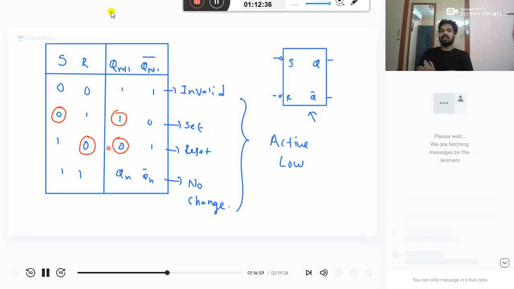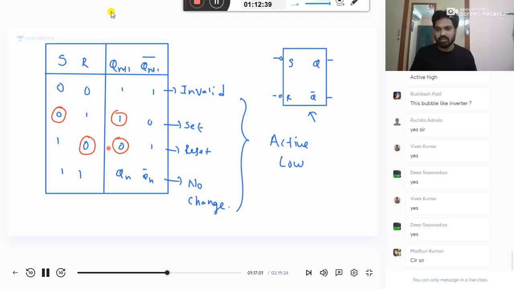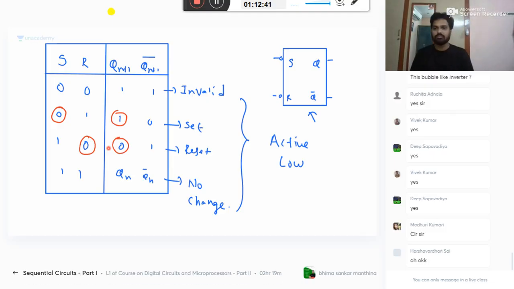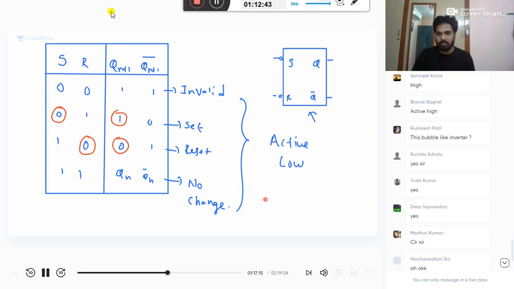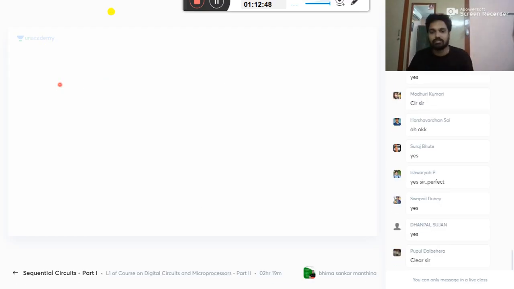Okay, if it is clear, your entire sequential circuits will be very clear. Now you are able to understand SR clearly. So let's move further.